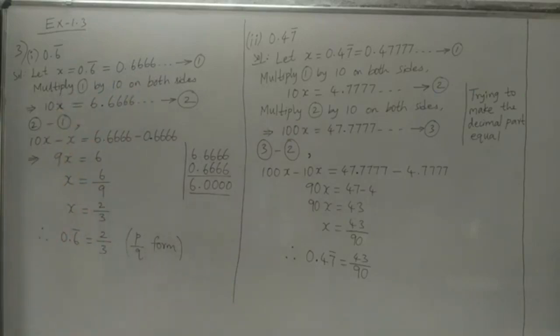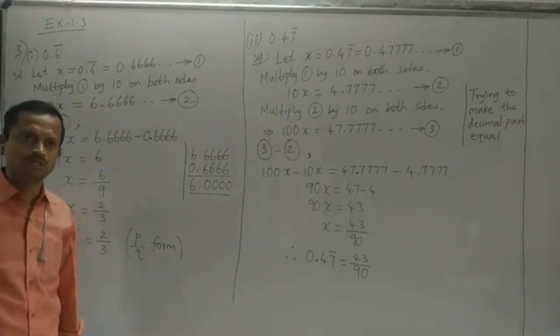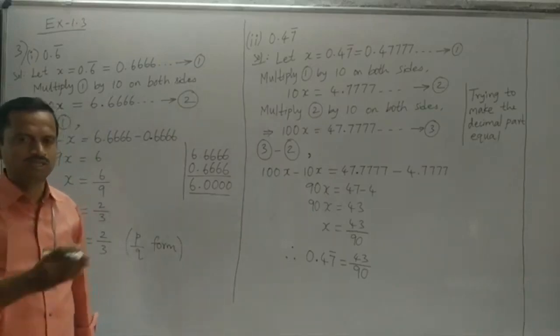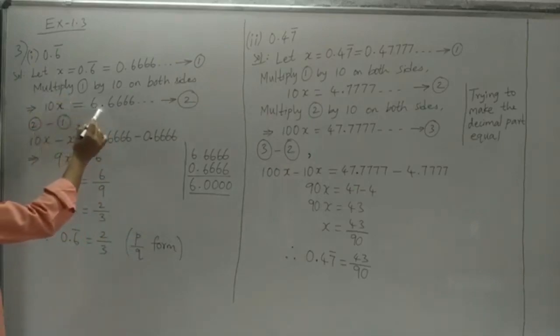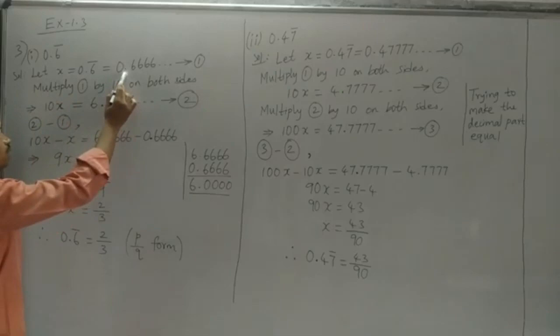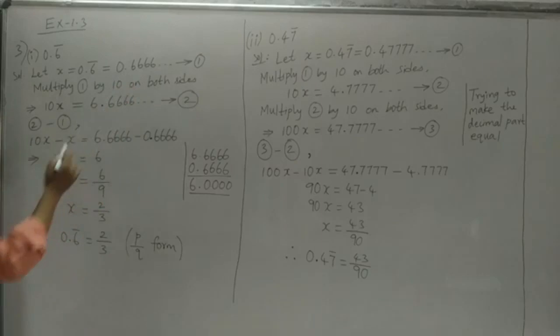Multiply equation 1 by 10. Why should we multiply by 10? Since one digit is repeating. How many digits are repeating in the repeating block? One digit. So multiply by 10. If 2 digits repeat, multiply by 100. If 3 digits repeat, multiply by 1000. Okay, this is the way. So here, multiply by 10 on both sides. You get 10x equal to 6.6666. While multiplying by 10, the decimal point moves forward 1 digit. So you are getting this, and name it as equation 2.